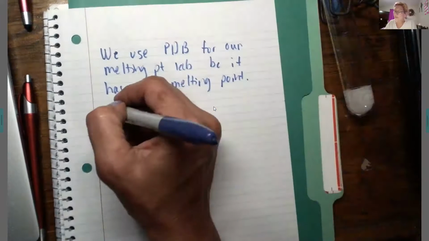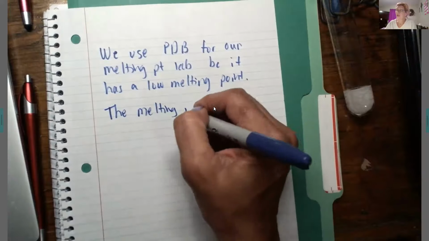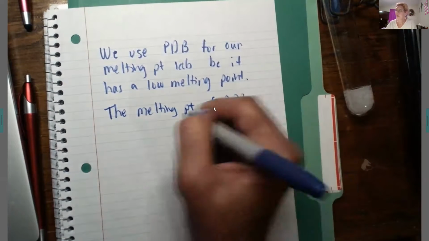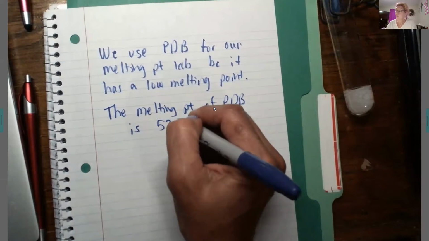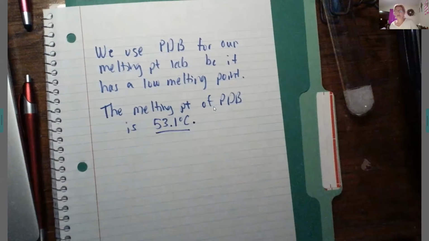So the melting point, and write this down, you should have some notes, of PDB is 53.1 degrees Celsius. And this is a relatively low number. And that's why we use this compound in this particular lab, because we can actually achieve that in a high school chemistry lab. And like an ionic compound, salt, we cannot use that because we cannot get salt to melt in our lab.